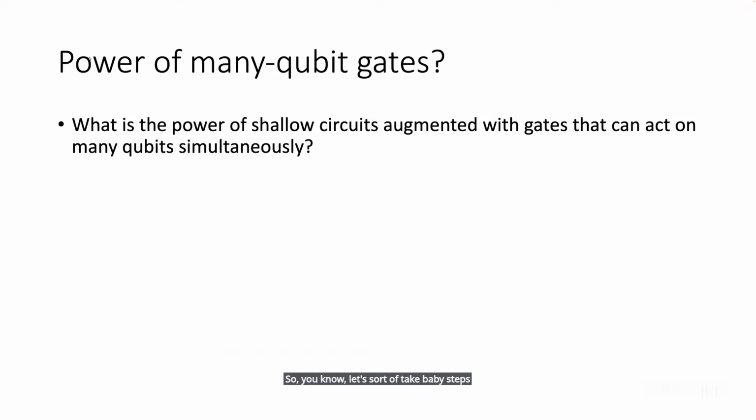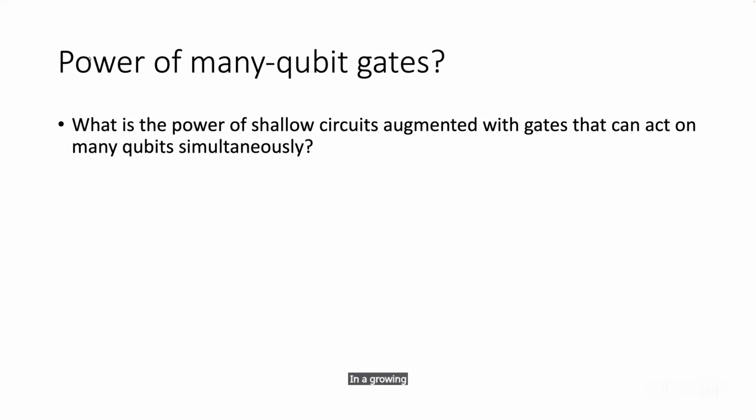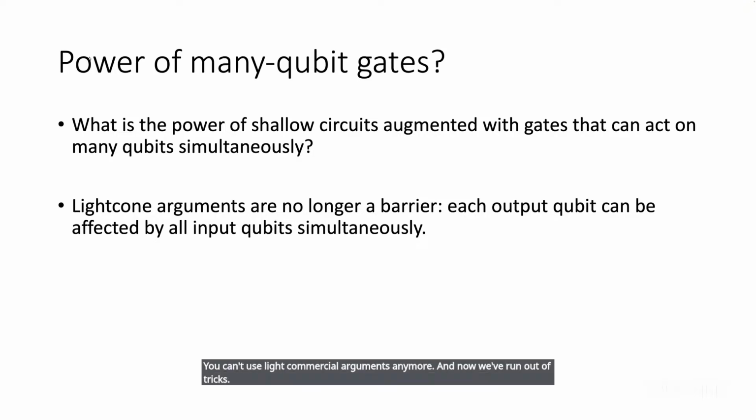So, let's take baby steps. What if we augment these shallow, constant depth circuits with gates that don't just act on 2 qubits, but gates that act on many qubits, a growing number of qubits? Here, the light cone argument no longer works, because even if you have a single long, many qubit gate, the qubit could be correlated with many input qubits. You can't use light cone arguments anymore. And now we've run out of tricks. How do we prove lower bounds in this setting?